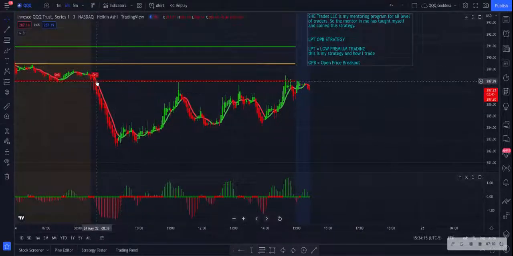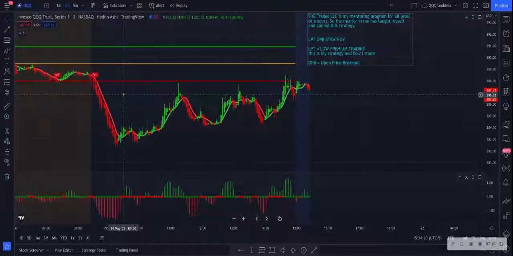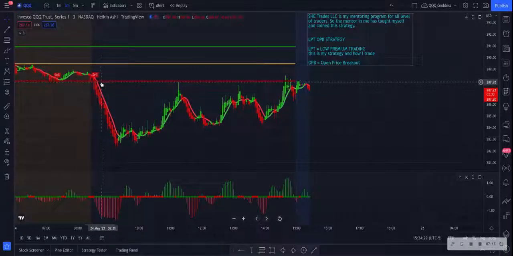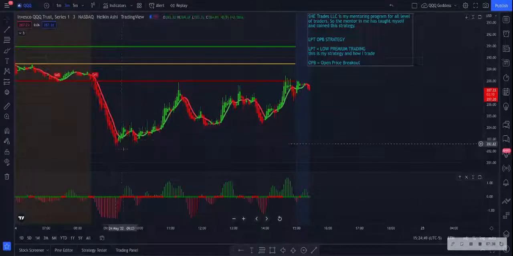And when I do this, I go about 10 strikes out the money. So like when it breaks here, and I know it's going to be a big move because it broke the pre-market low, that's when I know I can do that. This morning, the 276 QQQ puts were 32 cents and they ran to 150. So this was a huge move, and that's why that worked.